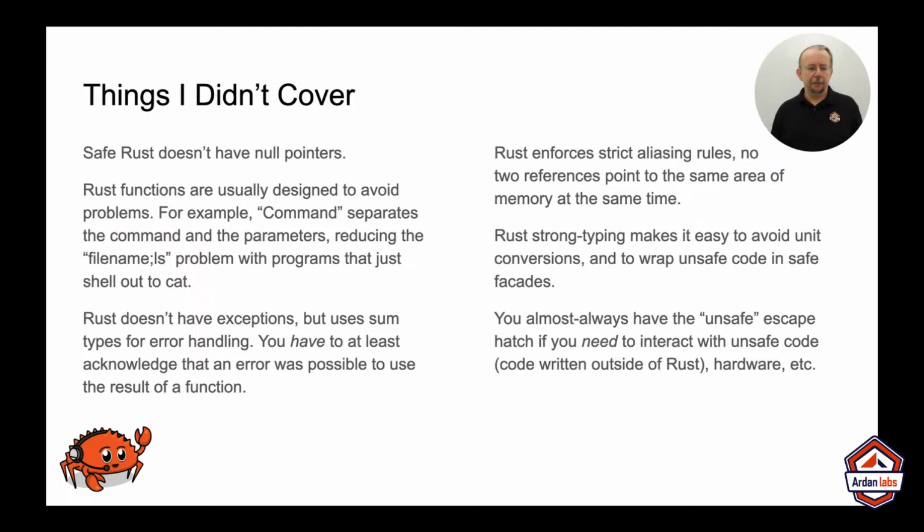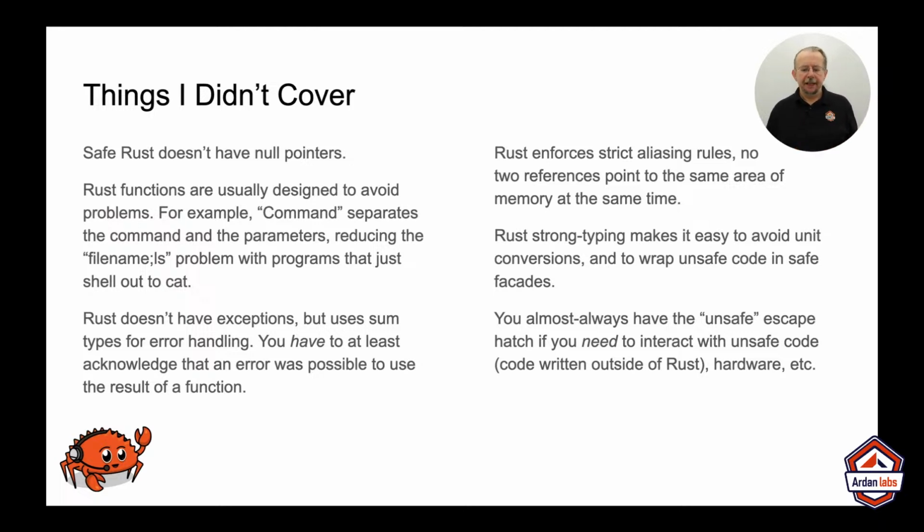Rust doesn't have exceptions. I've talked about this in other presentations and in the classes. It uses types for error handling. So just like Go, you have to acknowledge that an error was possible to use the result of the function. You're forced to have a look at the possibility that things went wrong. Again, you can unwrap and choose to crash if that's what you want to do, but you've got lots of options for cleanly handling your errors and not bloating your binary with an enormous exception handler.